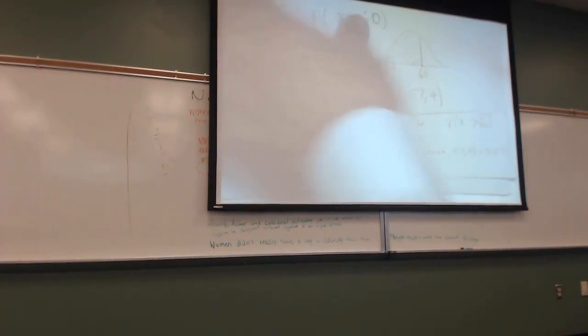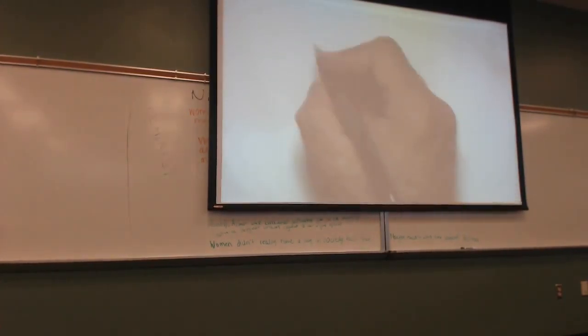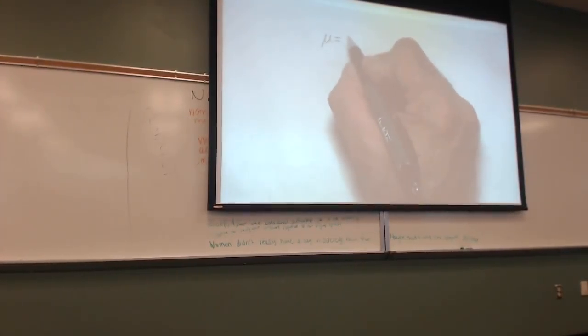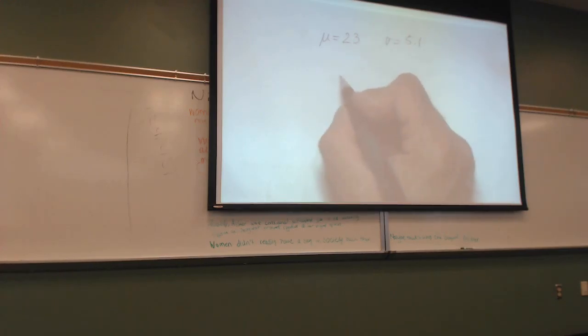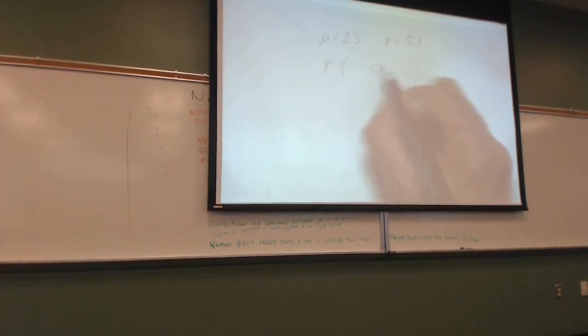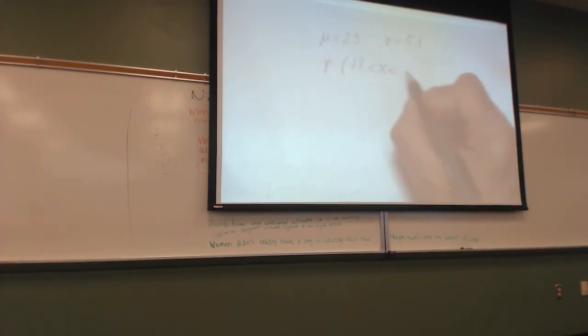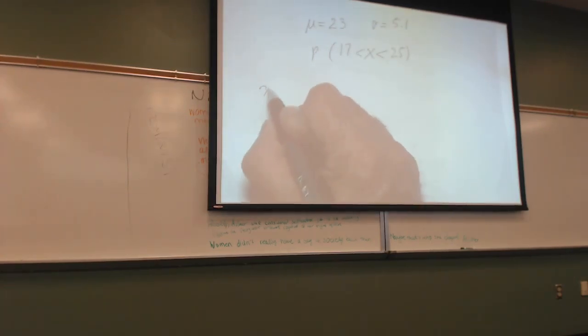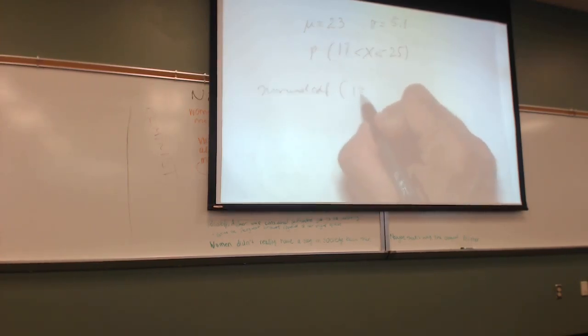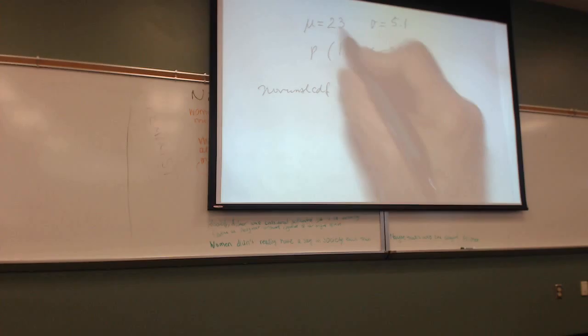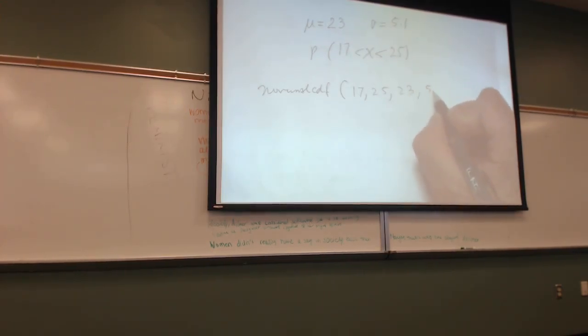And if you want to use the calculator to calculate area in between two numbers, for example, if again mu is equal to 23, standard deviation is equal to 5.1. And you want to calculate the probability of x being between 17 and 25. Then, in this case, you write normal CDF. Then you put the lower limit, which is 17, comma the upper limit, which is 25, comma the mean, 23, comma the standard deviation, which is 5.1. And what do you get?